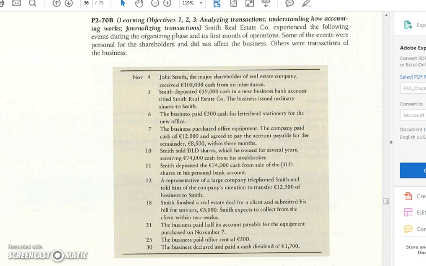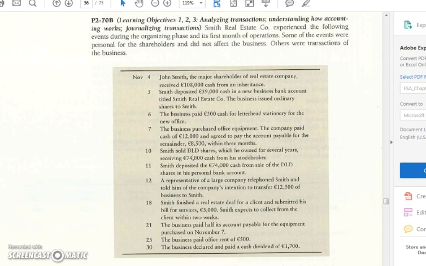Well, it looks like it's 20,500 euros, because they paid some of it in cash and some of it not in cash, which means it's accounts payable, and they're going to pay it later on. So that's nice to know. Okay, that's good. Now, what else do we have here?